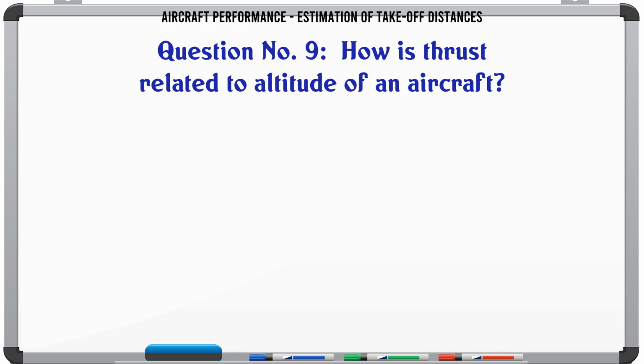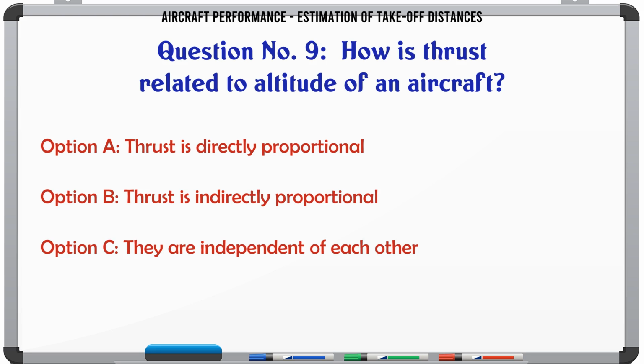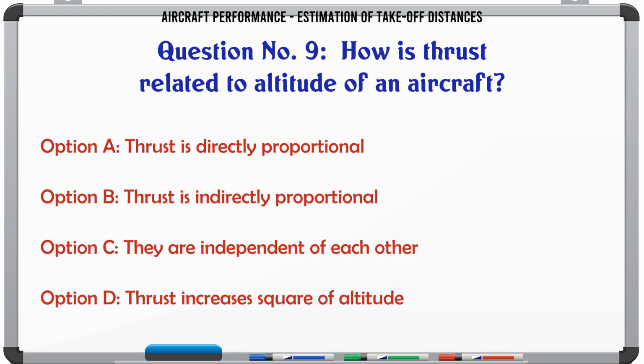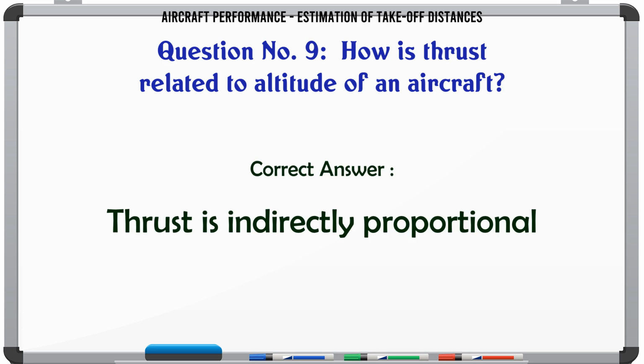How is thrust related to altitude of an aircraft? A. Thrust is directly proportional. B. Thrust is inversely proportional. C. They are independent of each other. D. Thrust increases with the square of altitude. The correct answer is thrust is inversely proportional.